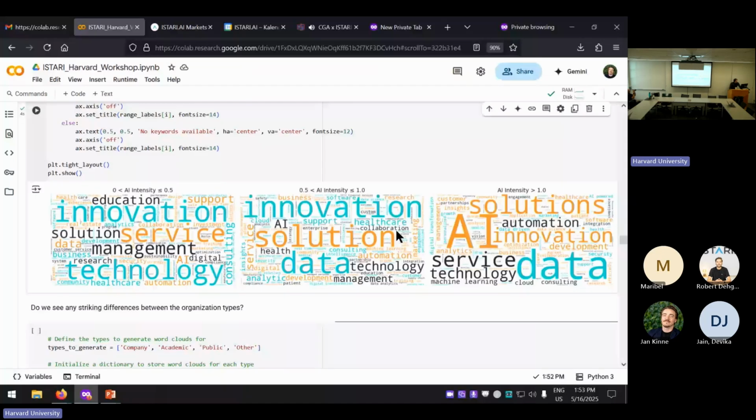And just by looking at it, I would say there's not so much interesting stuff going on. Here we have words like AI solutions, automation, innovation, service, technology, machine learning, cloud, consulting, data.